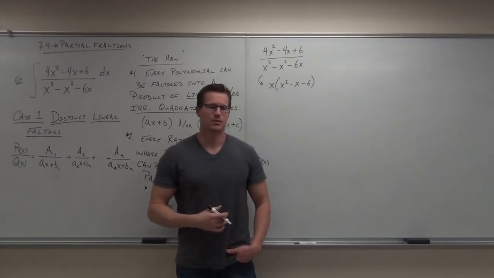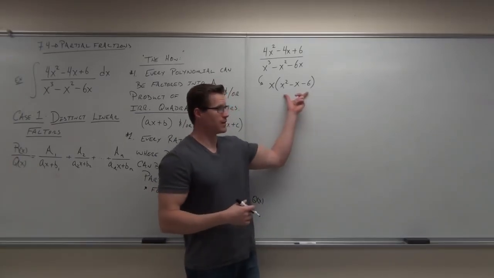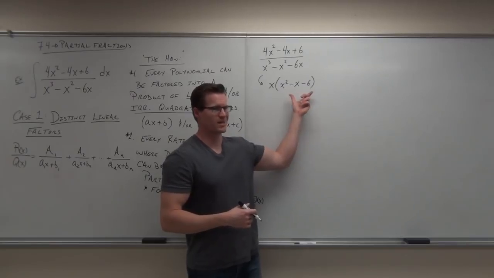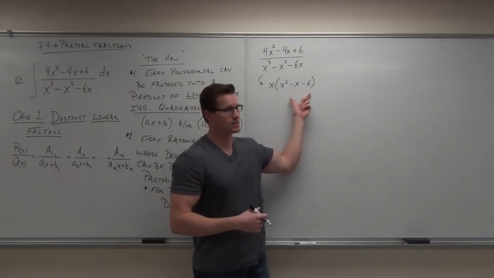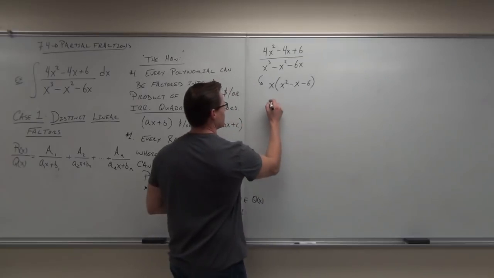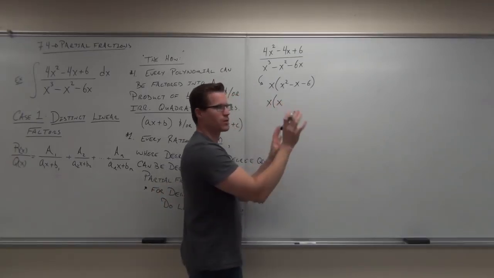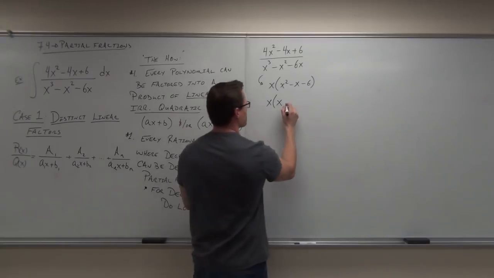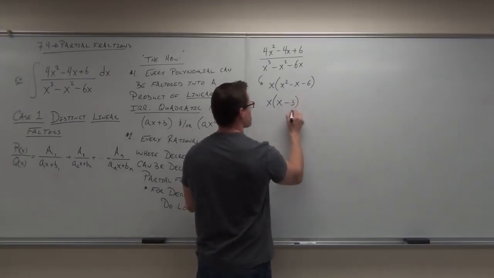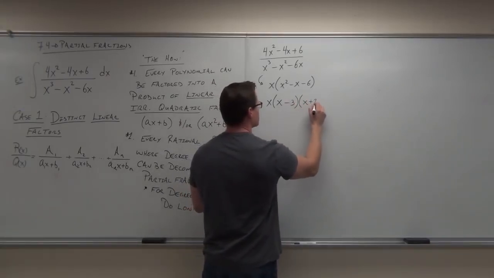All right. Now, do we stop here? You better make sure that this is not factorable if you're going to leave a quadratic. Is this factorable? Yeah, it is. Negative 3, positive 2. So we'd have x times x minus 3 times x plus 2, and it does not matter the order, not one bit.